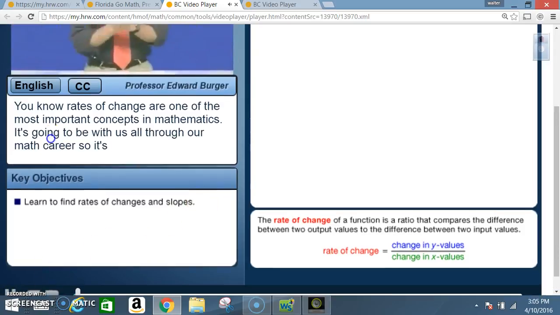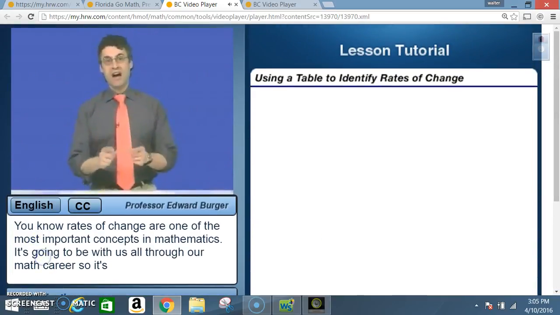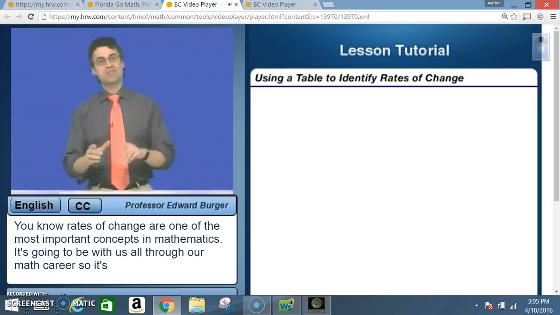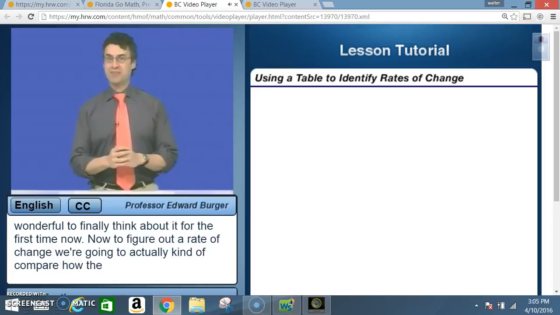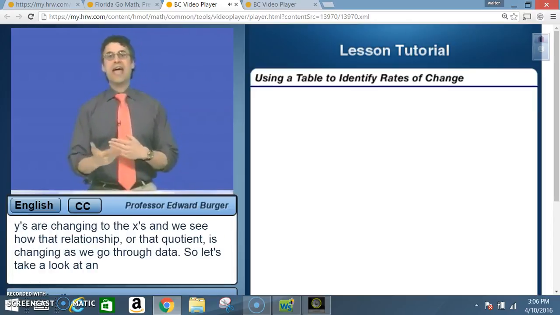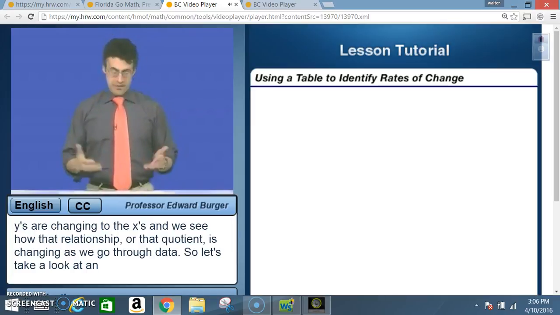Rates of change are one of the most important concepts in mathematics. It's going to be with us all through our math career, so it's wonderful to finally think about it for the first time now. To figure out a rate of change, we're going to compare how the y's are changing to the x's, and see how that relationship or quotient is changing as we go through data. So let's take a look at an example.